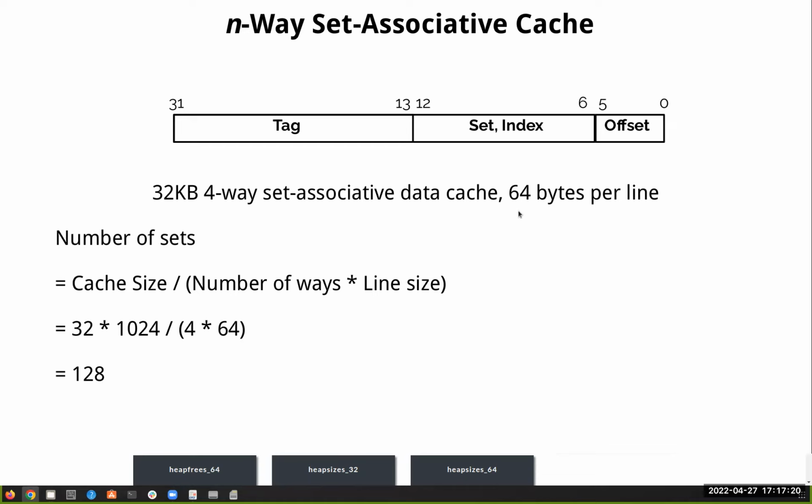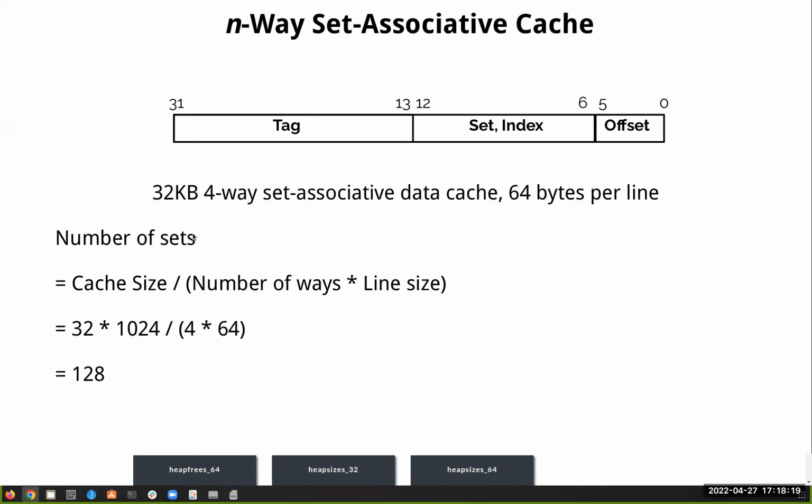Because each cache line is 64 bytes, the last 6 bits of your virtual address will be used as the offset. This one will not determine which cache line you go to. It only determines the offset within each cache line. Then in the middle, we have something called the set. This is the concept of the cache set. At the beginning, the highest bits are called the tag. The middle bits are called the set. The set is not stored with the data. The tag is.